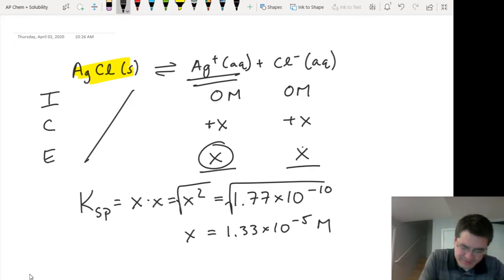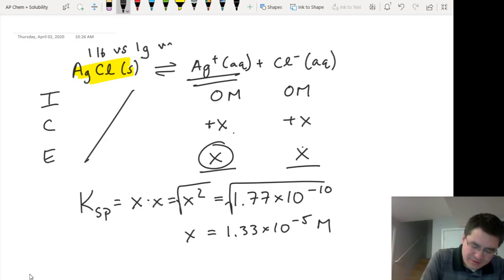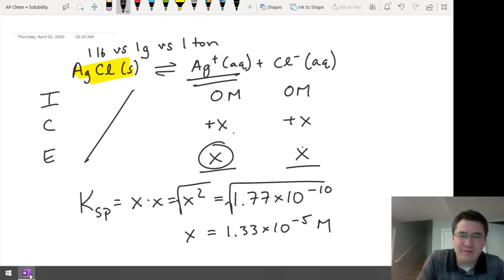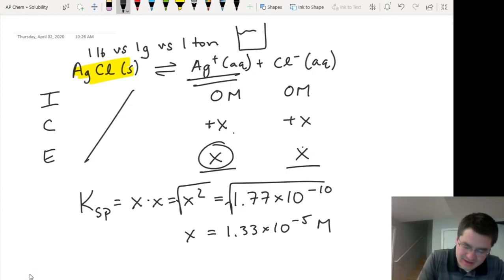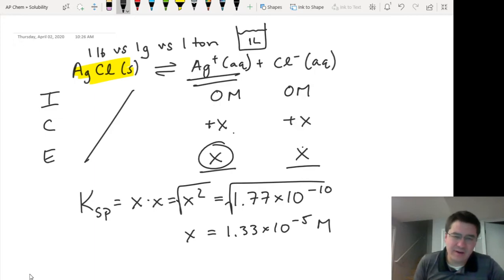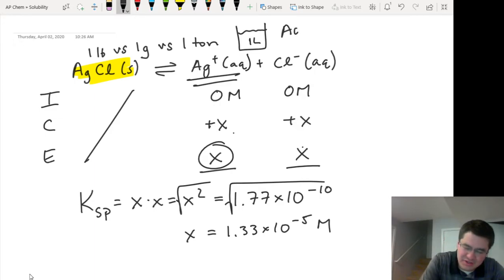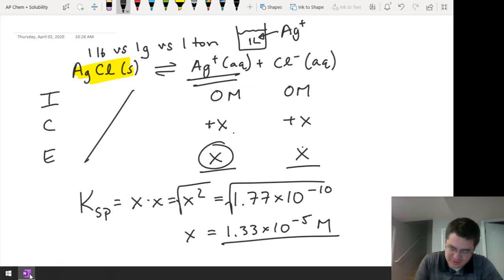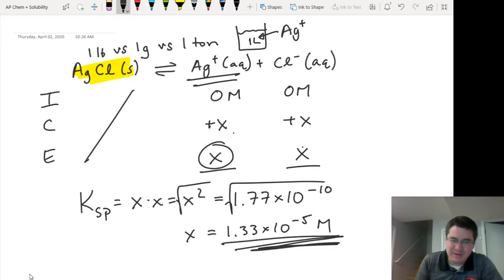So here you go. What if I put 1 pound of silver chloride, which would be a lot, versus 1 gram versus 1 ton, and I put all that in? I don't think you could squeeze a ton into a liter, but let's just say you put that into a liter of water. What's the maximum concentration of Ag plus that you're ever going to get in here? That would be the 1.33 times 10 to the minus 5. As long as you put in enough moles per liter, that's going to be the maximum amount. And as soon as you surpass this value, it basically doesn't dissolve anymore. Okay, so that's that one.